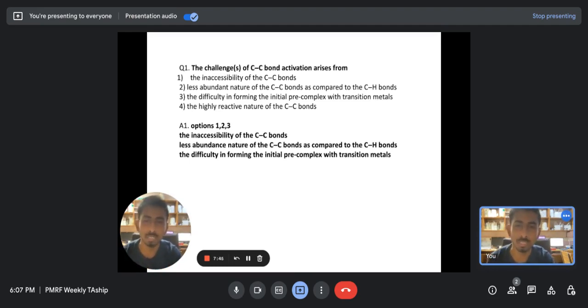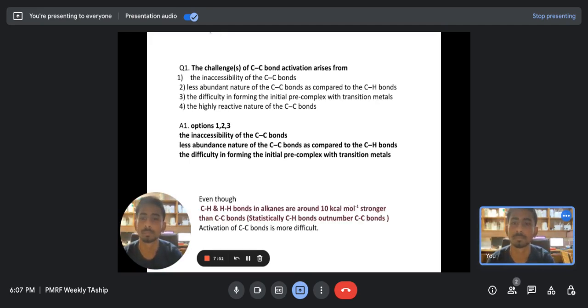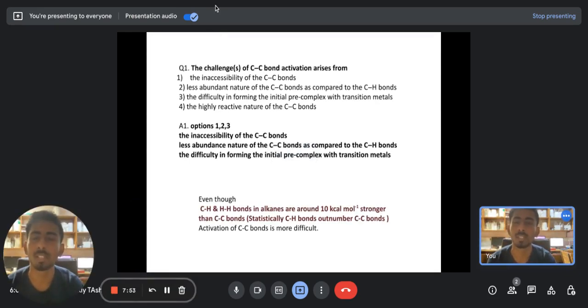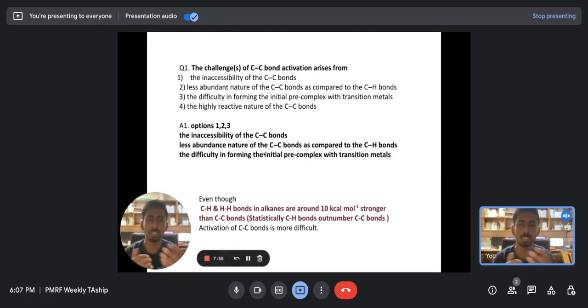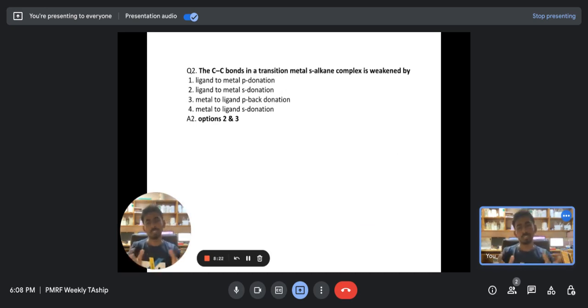So we'll jump to the second question. Here I have stated one piece of information: the CH bonds and HH bonds are about 10 kilocalories per mole stronger than the CC bonds. But statistically, I have already told you, CH bonds outnumber CC bonds because for one CC bond we have 3 CH bonds. So the activation of CC bonds is more difficult.